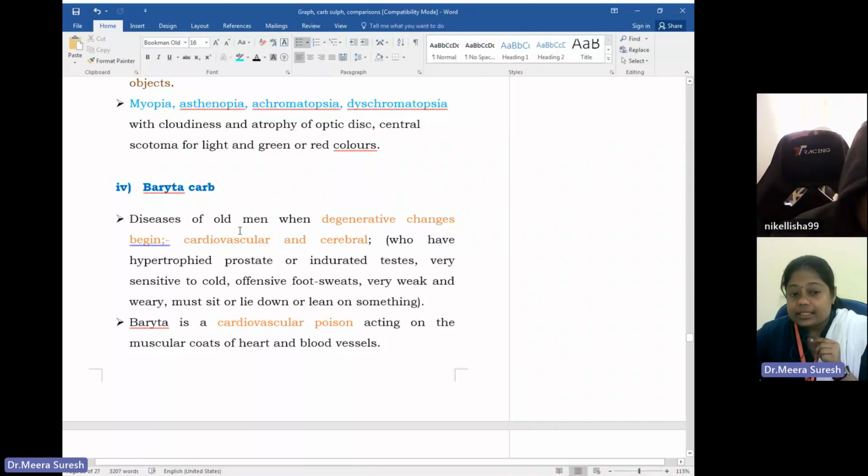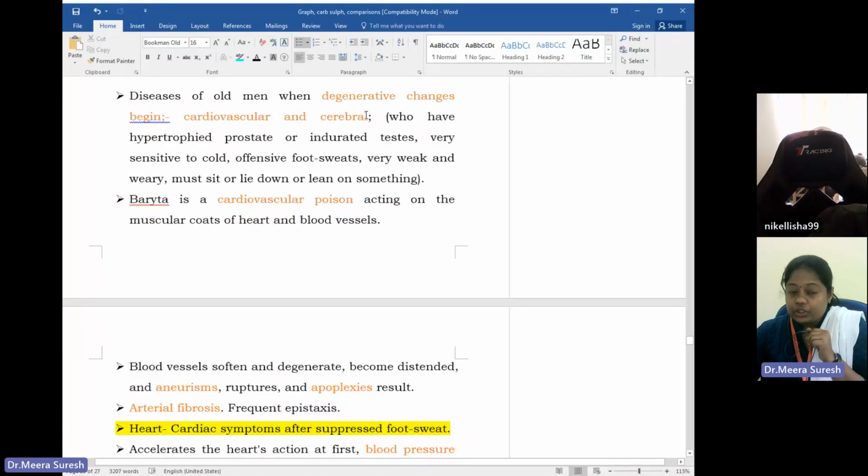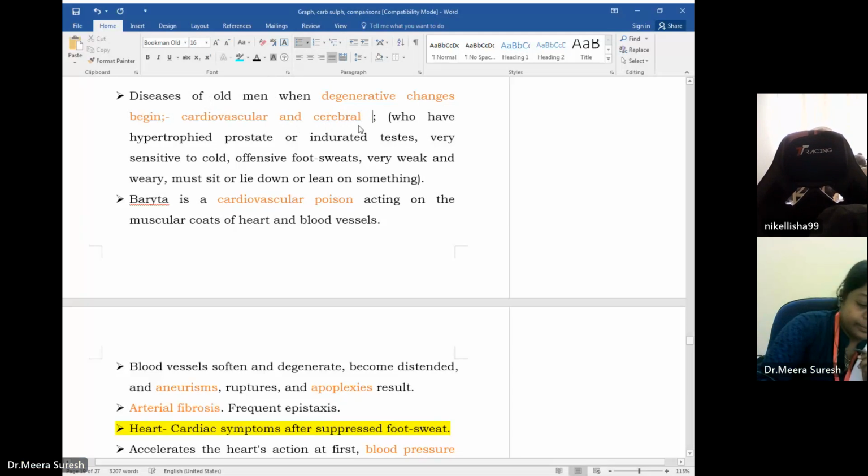So here we have the diseases of old men with degenerative changes where the cardiovascular and cerebral vessels are affected. And then this is just the constitution. I put it in bracket, which we were repeating from so many, that they will be having hypertrophic conditions, highly sensitive to cold or chilly patient, offensive foot sweat, very weak, etc. That's just the general constitution. The difference which we had not mentioned earlier is the degeneration changes happening in cardiovascular and cerebral vessels.